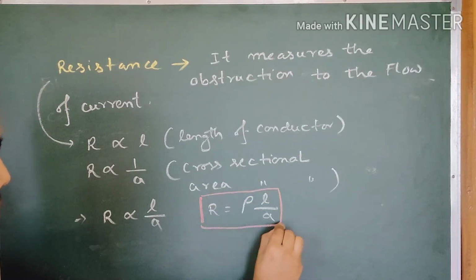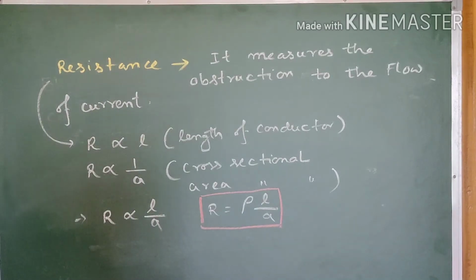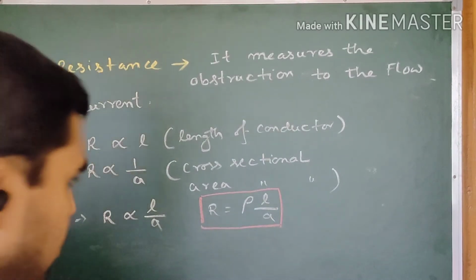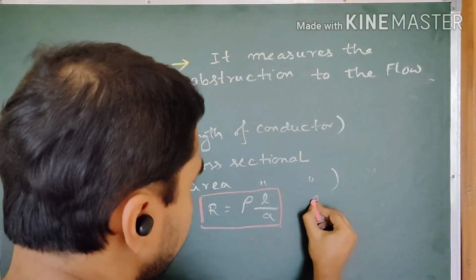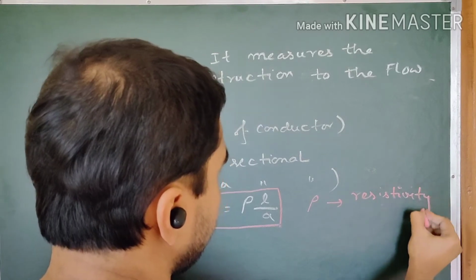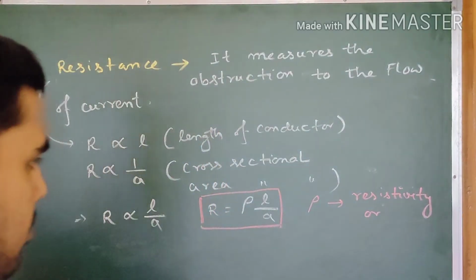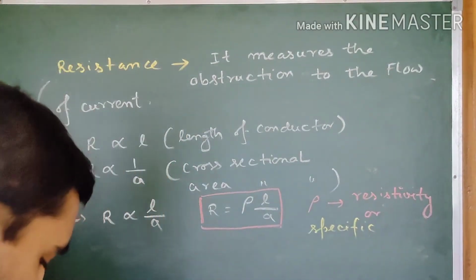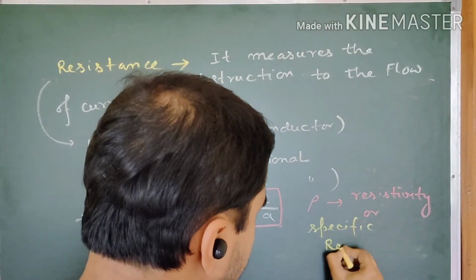Now this rho that we have written is known as the resistivity. Specific resistance also it is called. Resistivity or specific resistance.